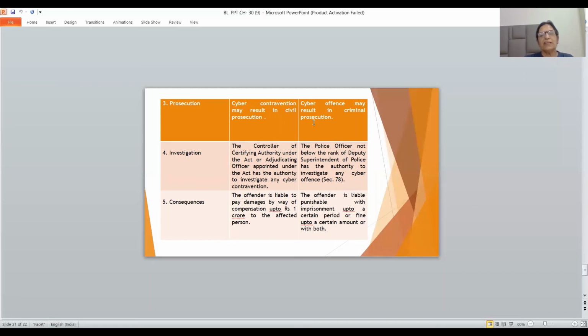So depending upon the offense, violation of privacy or cyber terrorism or cyber stalking, there is a different penal provision for different offences. So he may be given imprisonment which will be 1 year, 2 years or 3 years, or life imprisonment, or he may be asked to pay fine 1 lakh, 2 lakh, 3 lakh, depending upon the offence. So, friends, 5 points of distinction between cyber contravention and cyber offence.